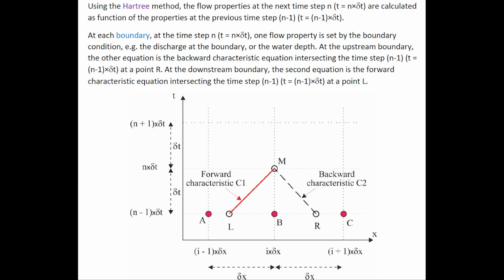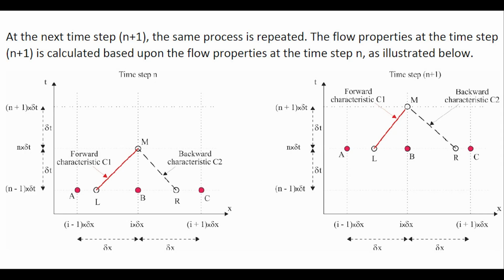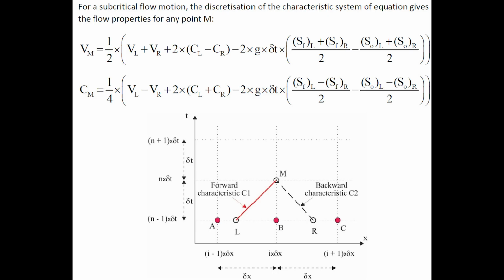Using the Hartree method, the flow properties at the next time step are calculated as a function of the previous time step. And at each boundary, one flow condition is set by the boundary condition and the other is calculated using either the forward or backward characteristic. At the next time step, n+1, the same process is repeated, as illustrated here.